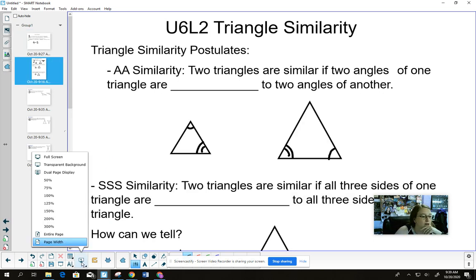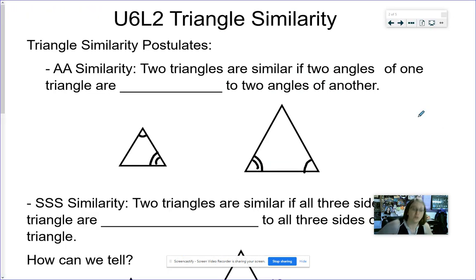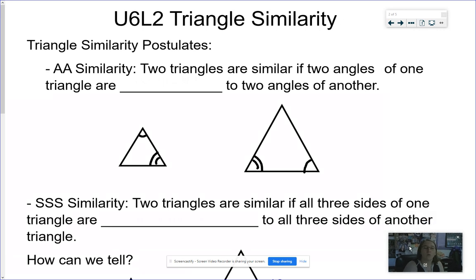So we got a little bit of copying we're going to have to do here. What we're talking about in this lesson is triangle similarity. Now, before fall break, we talked about triangle congruence. Congruence means it's the exact same size and shape. Similarity means it's the exact same shape, but different sizes. That's similarity. So hopefully that's making a bit more sense about what we mean when we say proportional. Proportional means the shape stays the same, the size changes.